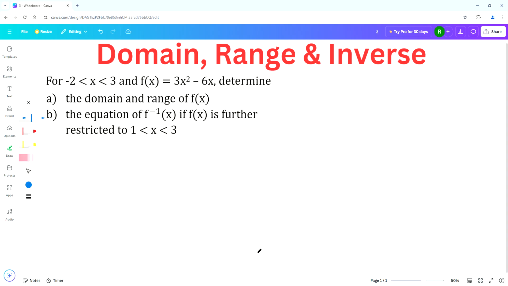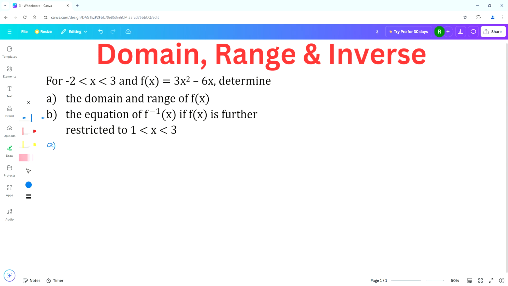In this video, we'll solve this problem using the concepts of domain, range, and inverse of a function. As per the problem, for x between -2 and 3 and f(x) equals 3x squared minus 6x, determine the domain and range of f(x). So let's start with part A.